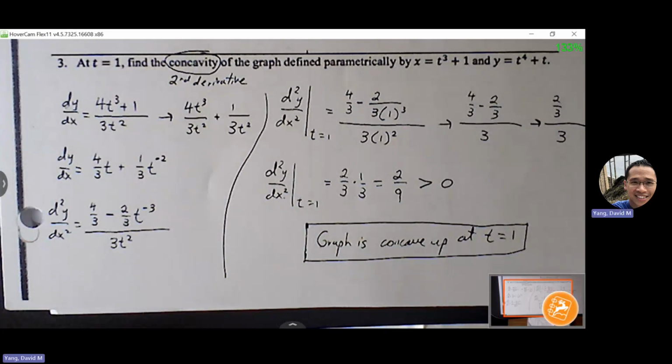Everybody good up to the halfway point there, dy/dx? Then the second derivative will be the derivative of dy/dx divided by dx/dt.